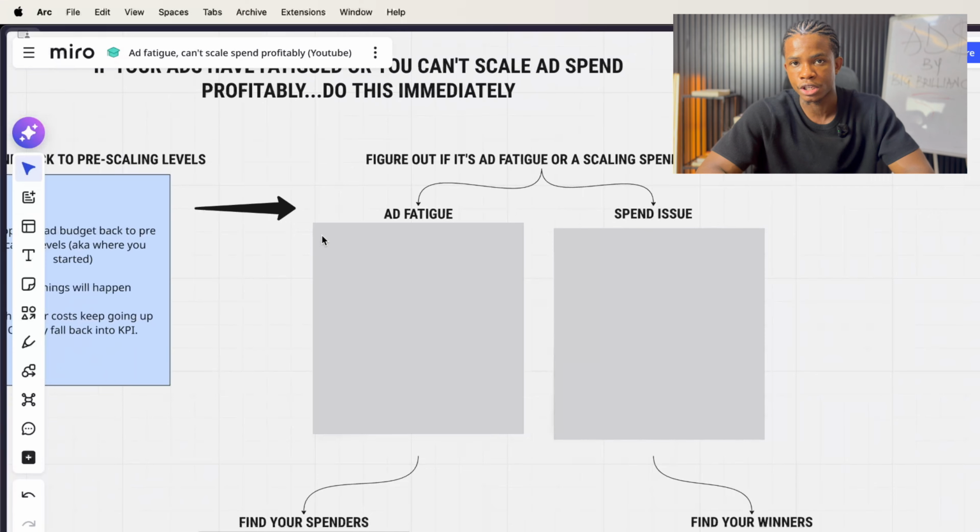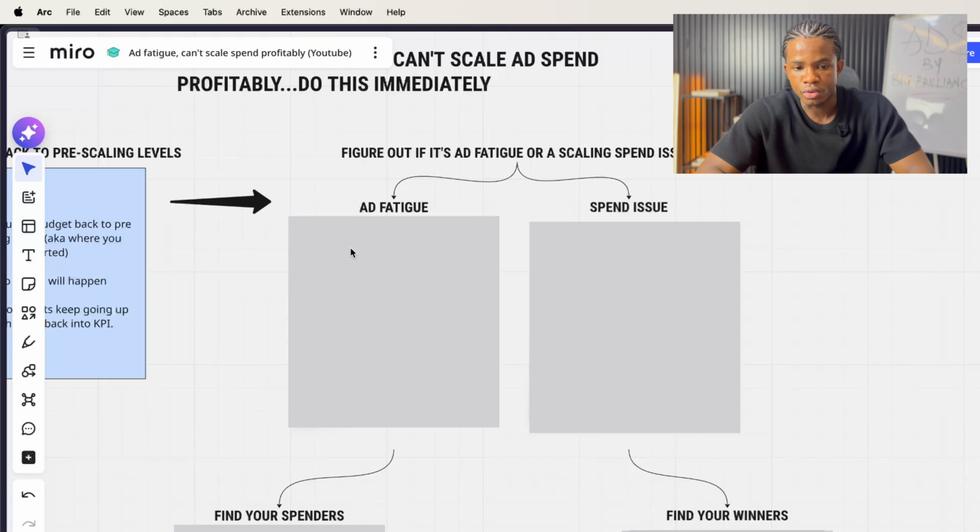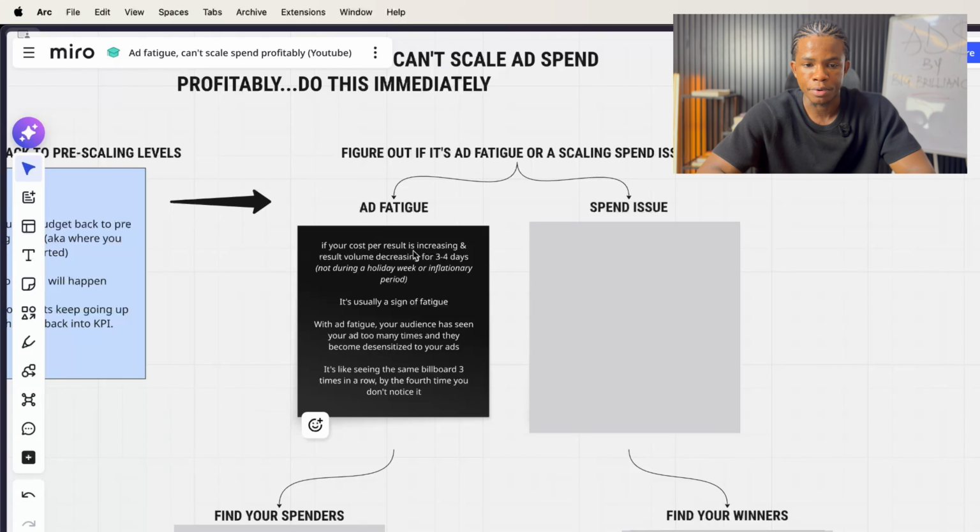And what we're doing that for is first to figure out what is the exact problem. We want to see if it's an ad fatigue issue or if it's a scaling spend issue. So if it's an ad fatigue issue, usually what's going to happen is your cost per result is going to keep going up over 3 to 4 days, and your results volume is also going to be decreasing, despite this not being a holiday period or an inflationary period in the economy or something, right? If that's what we're seeing, it's usually a sign of fatigue. And with ad fatigue, the problem is that your audience has seen your ad too many times, and they've eventually become desensitized to the ads. It's like when you see the same billboard 3 times in a row, but the 4th time, you don't even notice that the billboard is there.